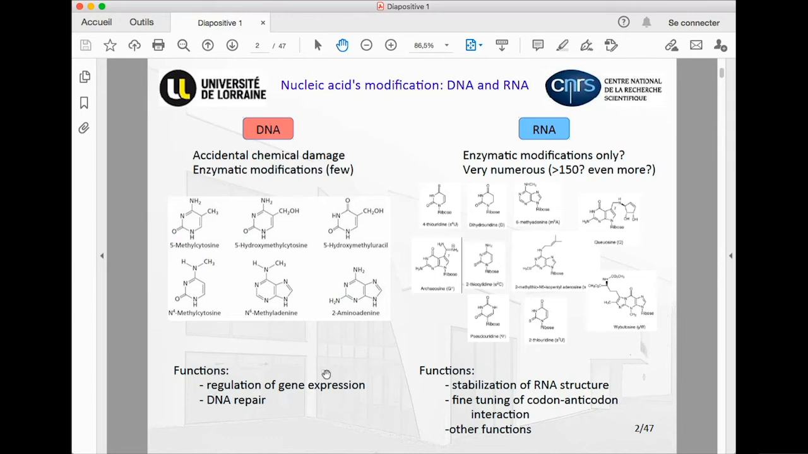Functions of DNA modifications are quite well known. These are important for regulation of gene expression or in DNA repair. For RNA modifications, the situation is similar. Many functions have already been attributed to modified RNA residues, like stabilization of RNA structure, fine-tuning of codon-anticodon interaction, and many other functions. While chemical damage is quite well known in DNA, information is very limited about accidental chemical damage of RNA. I will only talk now about enzymatically formed modifications.